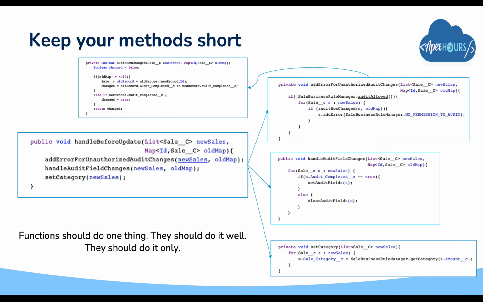A better way is to keep your methods short, and a function should do one thing. It should do it well, and it should do only that. If you see my code example from the previous slide, I tried to break it down into multiple methods: add error, handle audit field changes, and set category. I put all these things separately, and then I further break these methods into others. Like the audit text change, I put it separately and keep it separate.